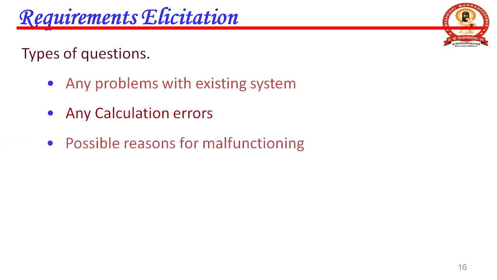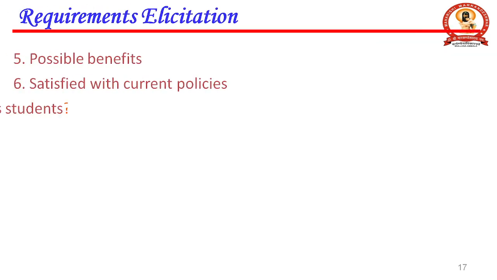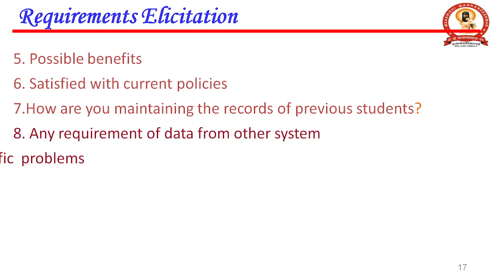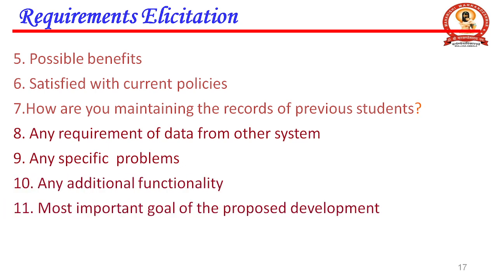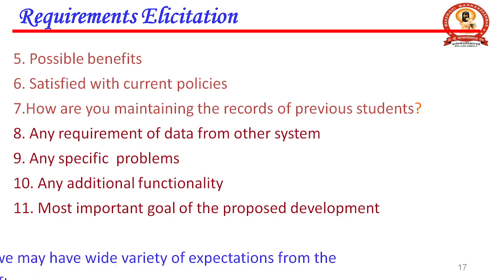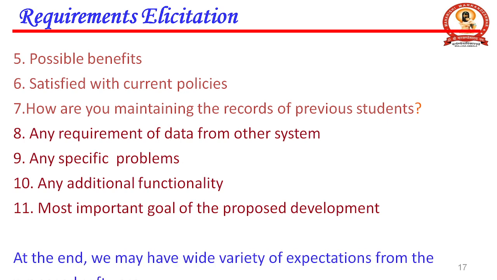So still it is to be continued. Many types of questions can be asked while going with a structured interview. Any calculation error, any problem in the existing system, or any possible reason for the same. One example is a student being enrolled. You can see that, right? Many things come in the category of requirement gathering, and we need to satisfy the current policies, and any kind of additional functionality which we would like to add. This is the first phase of the requirement, that is, requirement elicitation or requirement gathering.